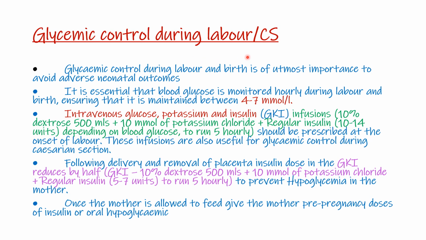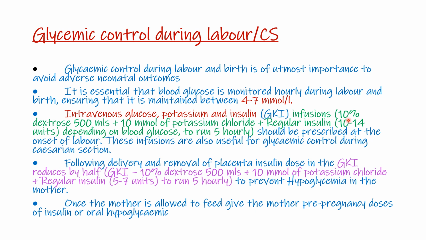Glycemic control during labor. So glycemic control during labor and birth is of utmost importance to avoid adverse neonatal complications. So you ensure your target for blood glucose should be maintained between 4 to 7. And then we have a solution called GKI, which is glucose, potassium, and insulin infusion, which is usually given during labor, especially in cesarean delivery.